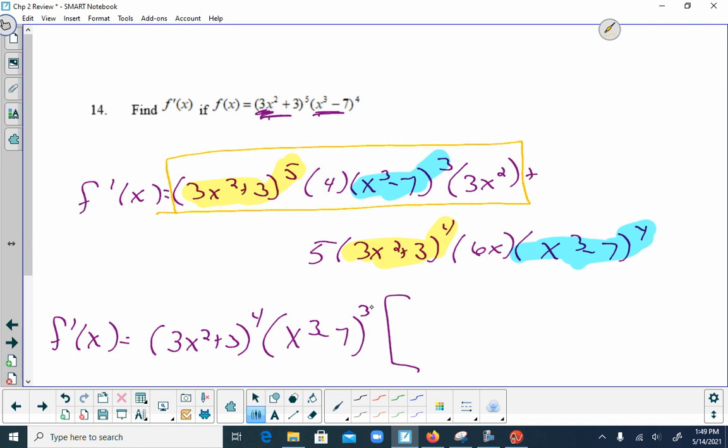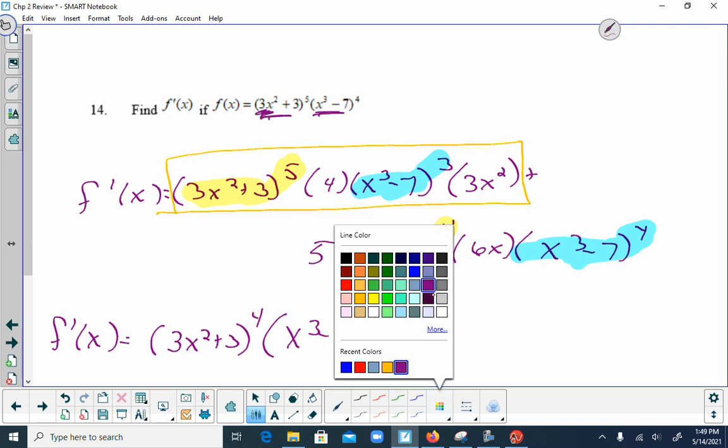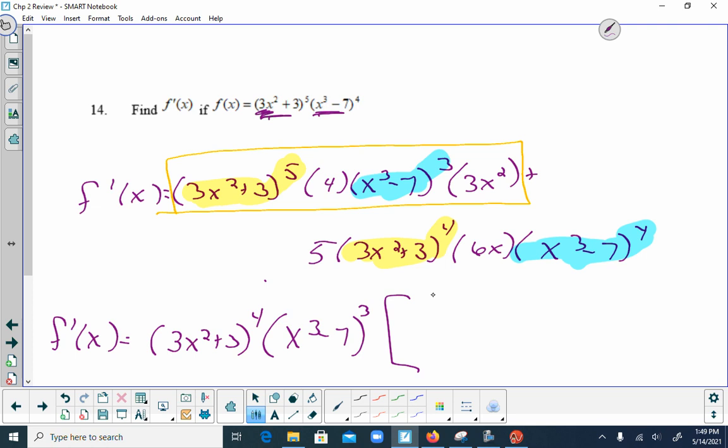So I'm looking at that and I'm asking myself, what have I... So I have 3x squared plus 3 to the 5th. I only factored it out to the 4th, so I'm going to need one of those. And then I have this 4. I should have put that in front, but I did not. I'll live with it. I have this 4, and I have this 3x squared, so I'm going to make that 12x squared. Okay, now I feel better about that.